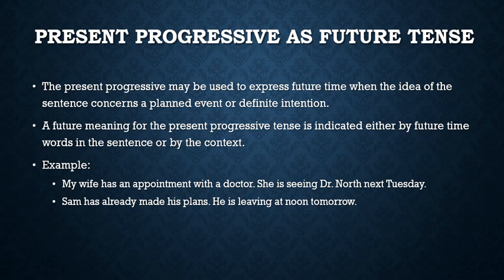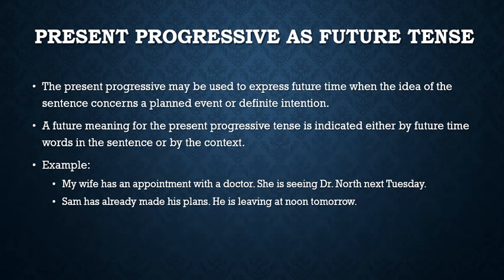Contohnya, my wife has an appointment with a doctor. She is seeing Dr. North next Tuesday. Jadi sudah direncanakan, ya, planned event, situasi atau aktivitas yang sudah direncanakan dan memang akan dilakukan. Jadi kita bisa pakai present progressive di situ.